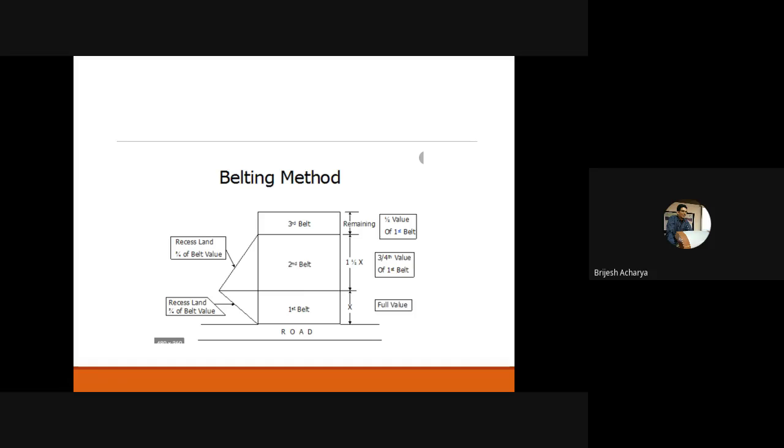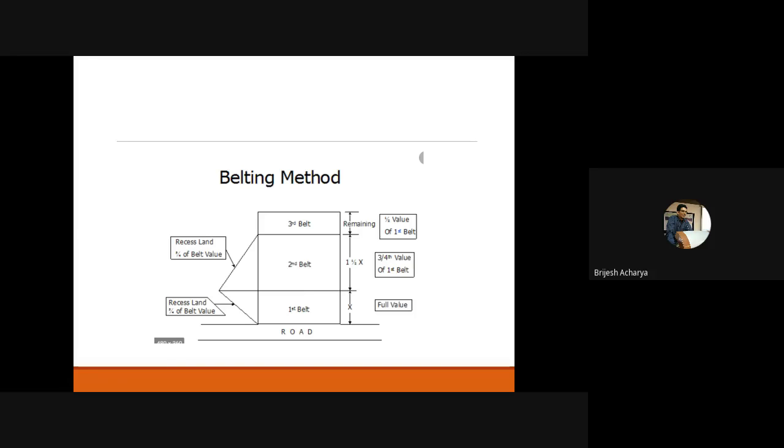You will see on the right hand side of this plot, I marked it as X, 1.5 X, and then the third belt that is remaining, right? Out of the total depth of the plot, the developer has divided it into three parts: first belt, second belt, and third belt. On the right hand side of the first belt, it is written as full value. The second belt is written as 3/4 value. And the third belt is written as half value of that of the first belt.